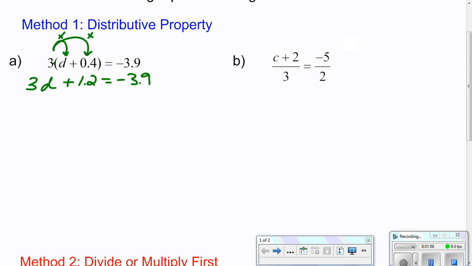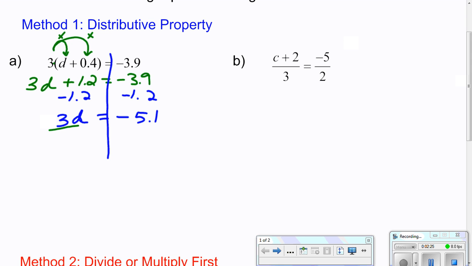Okay, so then carrying on with solving, working backwards through BEDMAS, I'm going to subtract 1.2 from both sides. Whatever I do on one side, I'm going to do the same on the other. So we end up with 3d equals negative 5.1. This is like you owe me and then you owe me again, or it dropped 3.9 and then it dropped another 1.2, so it's going to become more negative.